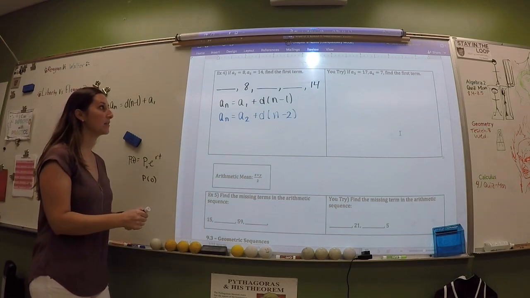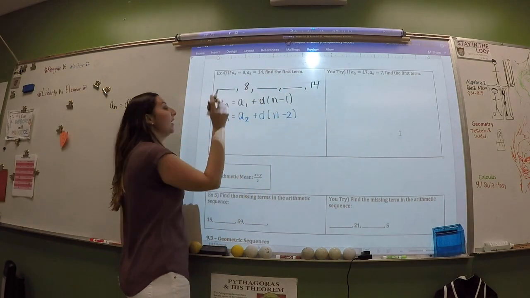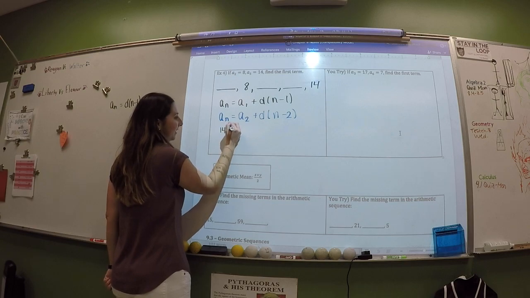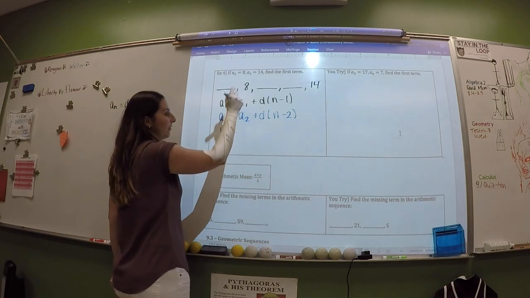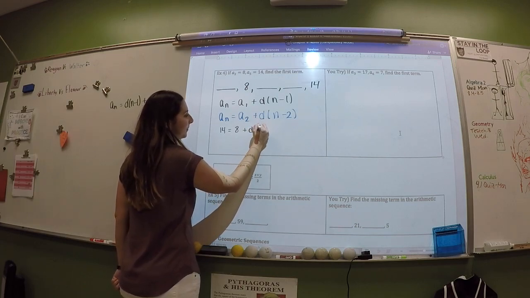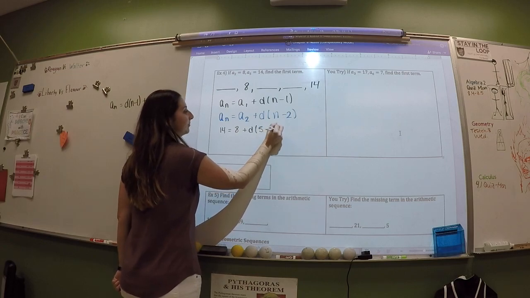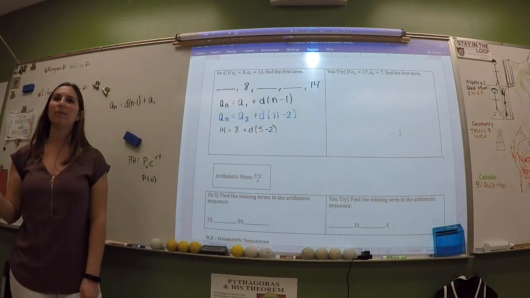So let's see what happens. We have 14 as A sub n. We have 8 as our second term. We don't know our common difference, but we do know that n in this case is 5. So in this situation, we're solving for the difference.